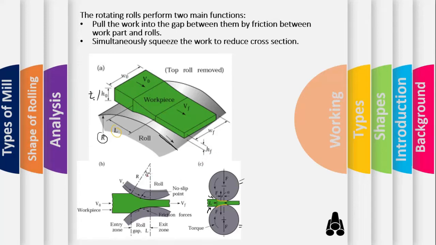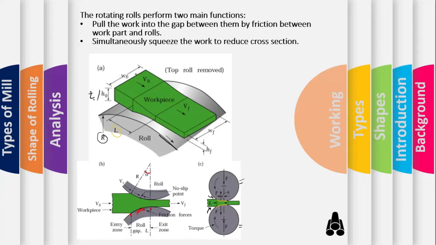Then we can see here there will be an angle of contact between the roll and the workpiece. There is a roll gap. What is a roll gap? The distance from the entry zone to the exit zone, that is the roll gap. We have frictional forces that are exerted along this whole contact length. And there will be some torque on the rolls obviously, and they will be using some power as well. So this is how it works.